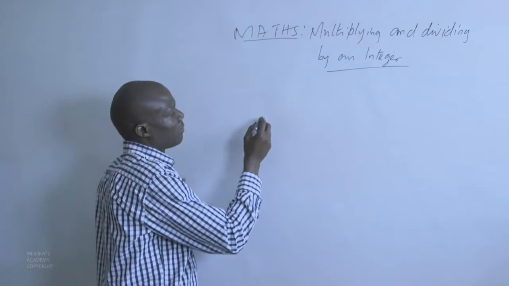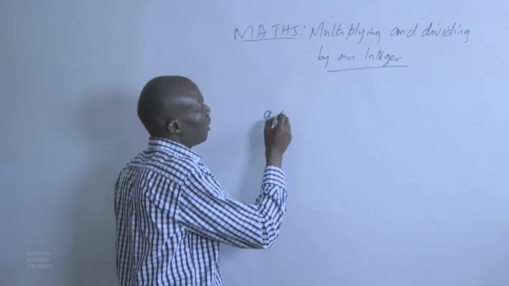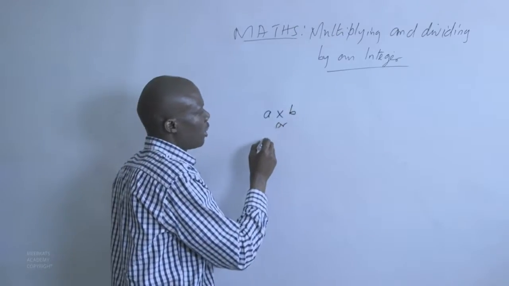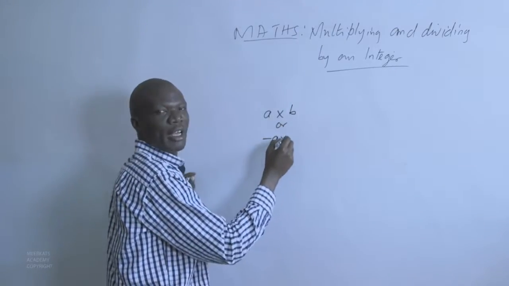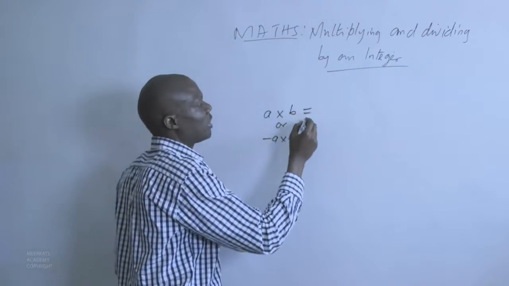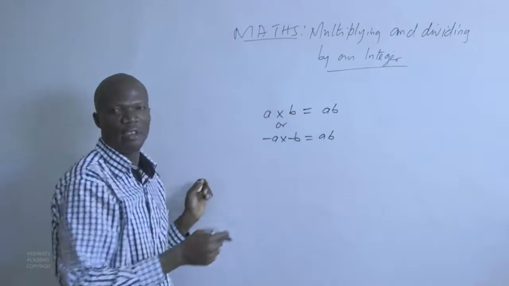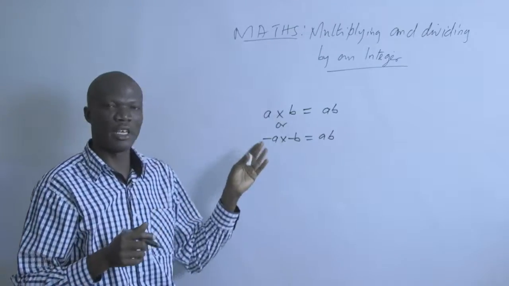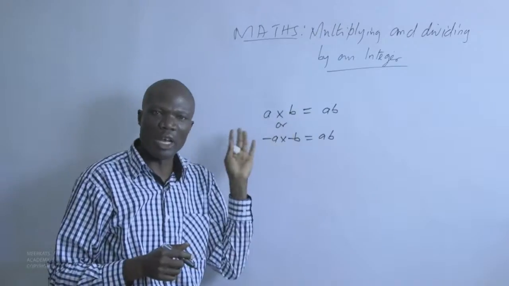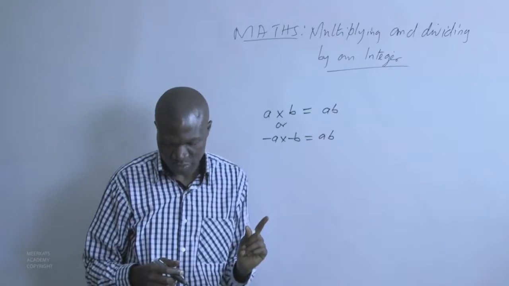Taking any number, if we say A, which is positive, multiplied by B, which is positive, or negative A multiplied by negative B, the signs are still similar. The answer should be just positive, that is AB. That's the rule that says when taking the quotient or the product of two numbers with like signs, or the same signs, the answer should be positive.